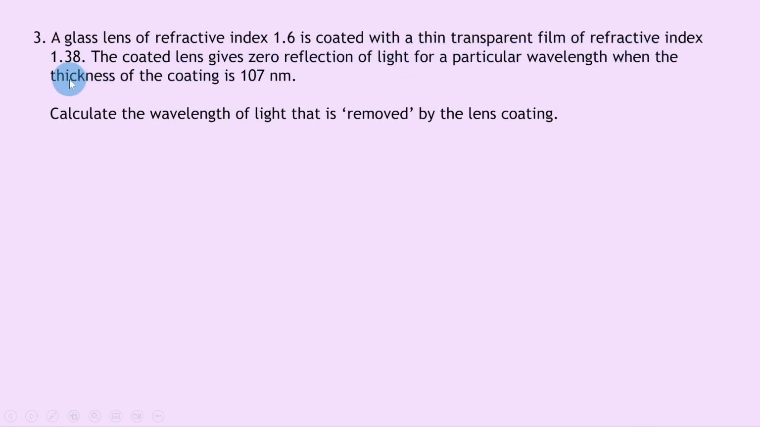Lastly, question 3 says a glass lens of refractive index 1.6 is coated with a thin transparent film of refractive index 1.38. The coated lens gives zero reflection of light for a particular wavelength when the thickness of the coating is 107 nanometers. Calculate the wavelength of light that is removed by the lens coating.